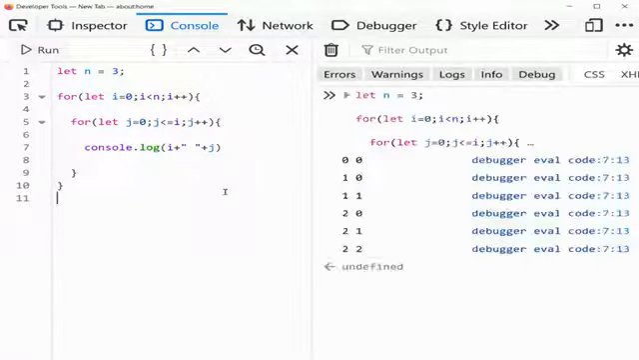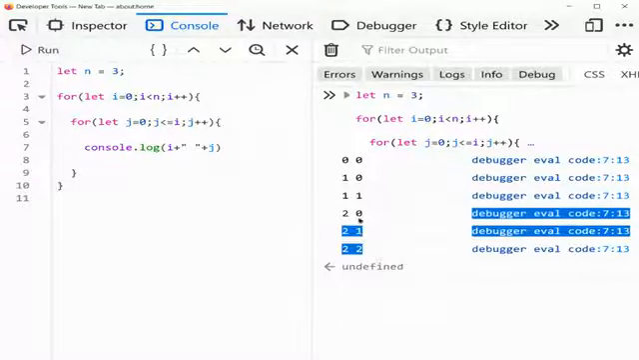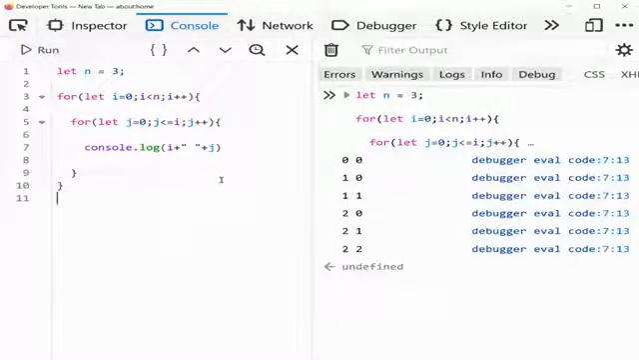Okay. So see here, what is my output here? 0 0 first of all, then 1 0, 1 1, 2 0, 2 1, 2 2. So can you guess what should be your output? What should be your order of complexity here? What should be in my big O? Anyone?